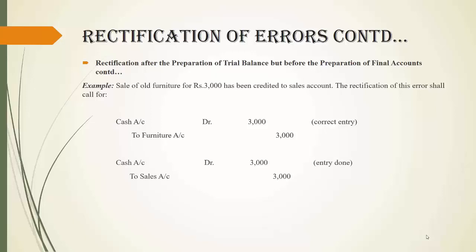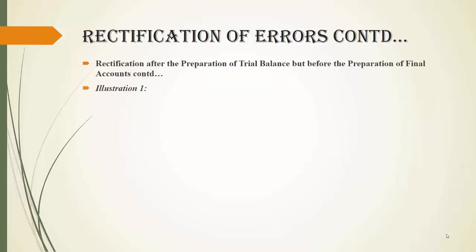And now do the rectifying entry. For rectification of this entry, sales account is wrongly credited, so you have to debit the sales account and credit the furniture account with the amount rupees 3000. This is the rectifying entry. Now time for practice question.